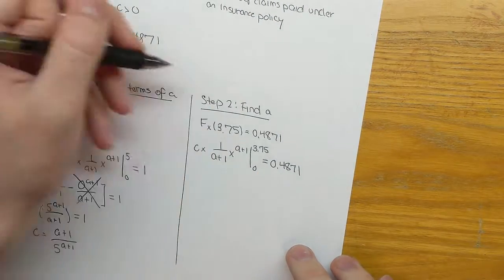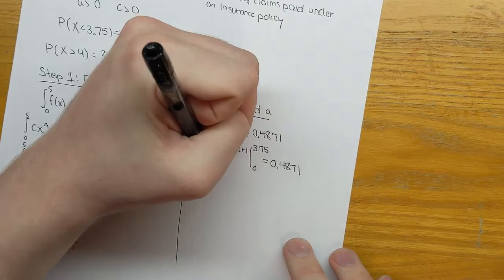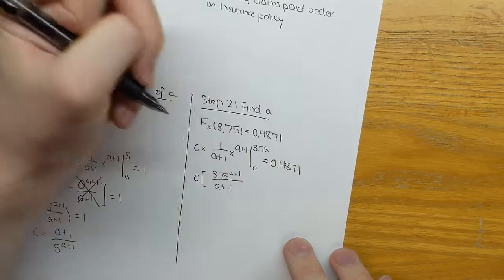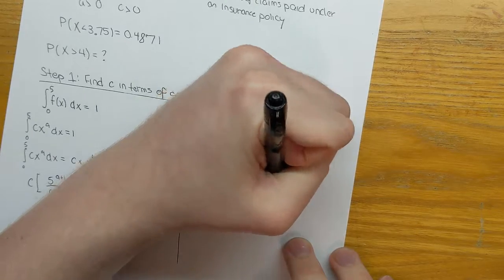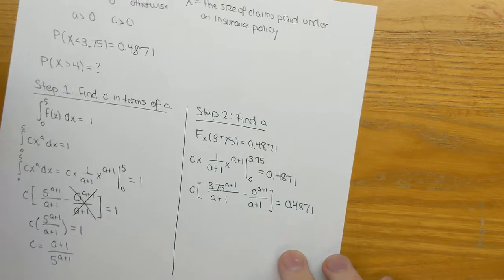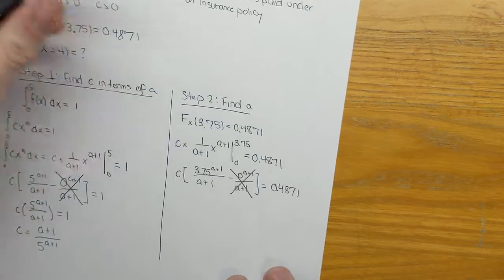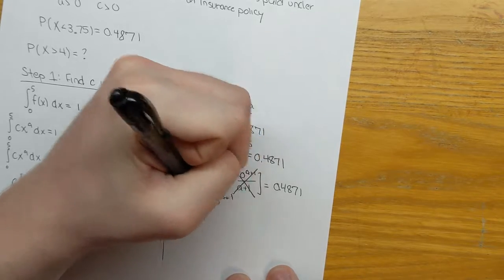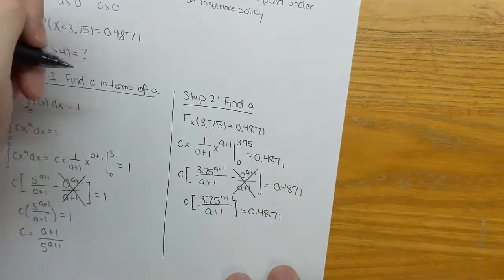So now what we can do is we can evaluate these bounds. Again, I'm going to factor a c out just for simplicity. We're going to have 3.75 to the a plus 1 over a plus 1 minus 0 to the a plus 1 over a plus 1 equals 0.4871. Okay. This is pretty simple enough. Again, the 0 is going to cancel out. So we're left with c times 3.75 to the a plus 1 all over a plus 1 is equal to 0.4871.